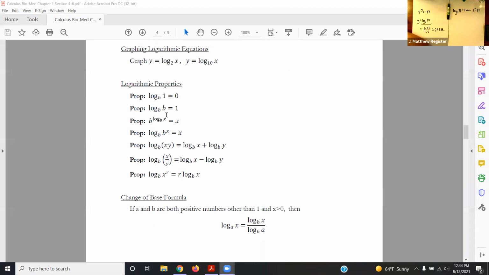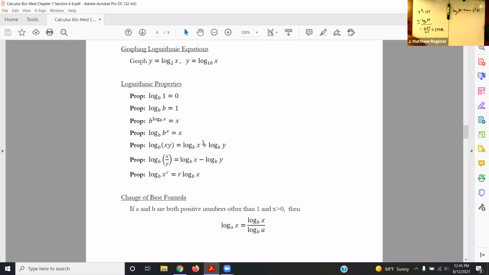Here, if you have b to the log base b of x, or if you have the log base b of b to the x, you get x out of it. The reason for that is this is an exponential and a logarithm. And when you do a composition of a function with its inverse, you always just get x out of it. Basically, these two functions cancel each other out.